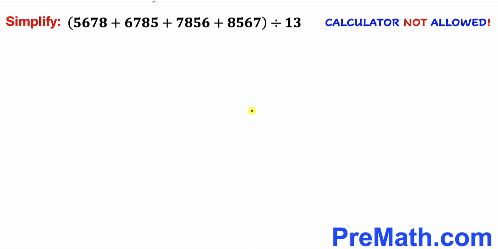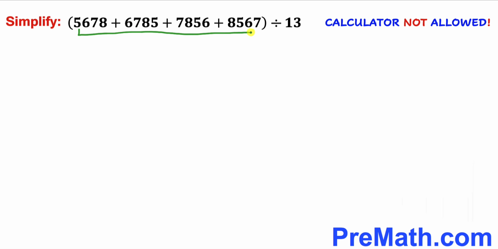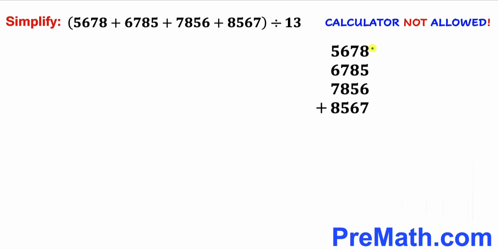Let's go ahead and get started with the solution, and let's focus once again on this given problem. Now let's make an observation. We got this number 5678. This number is 6785, this number is 7856, and finally this number is 8567. Such kind of numbers are called looping numbers. These numbers are put in a horizontal fashion, and here I have written down these numbers vertically.